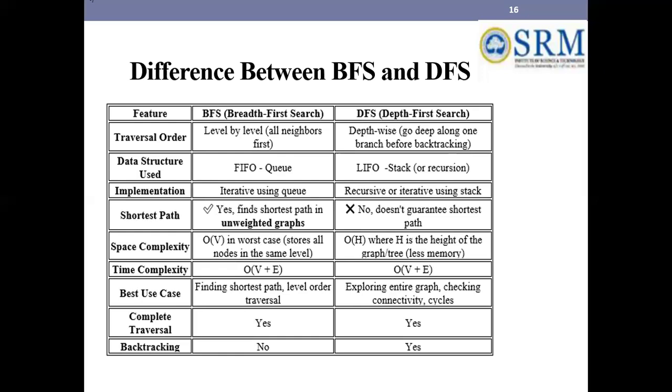Best use case: BFS for finding the shortest path and level order traversal; DFS for exploring the entire graph and checking connectivity or cycles. Complete traversal: yes, for both. Backtracking: in BFS there is no backtracking, and in DFS there is backtracking.